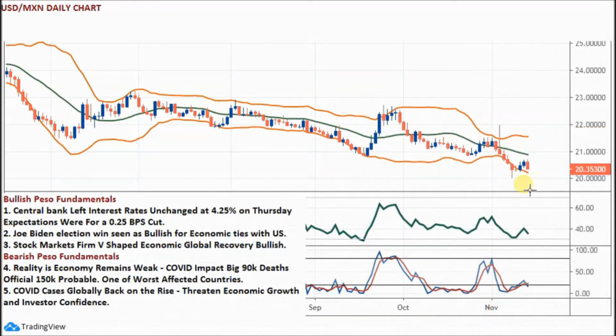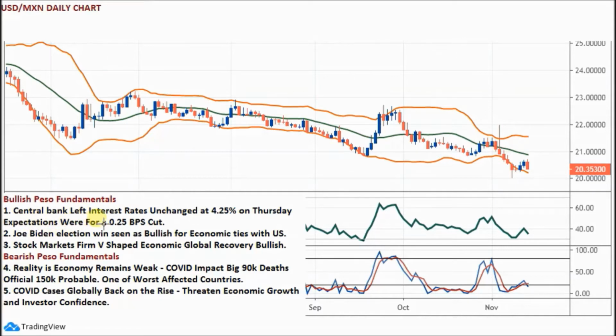USD MXN, we're on the daily chart. We already know the big support level. You can see the poke at it here on Monday and the rebound, and now we're coming back down a bit. The way we're going to play it in terms of the technicals, I'll go through in a moment. But the market is very bullish on the peso. Why is the market bullish?